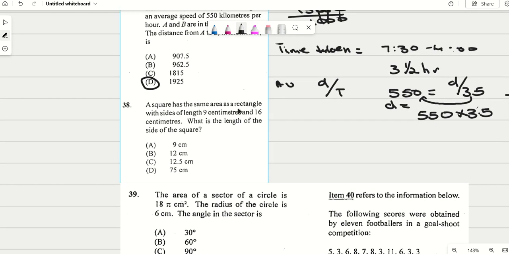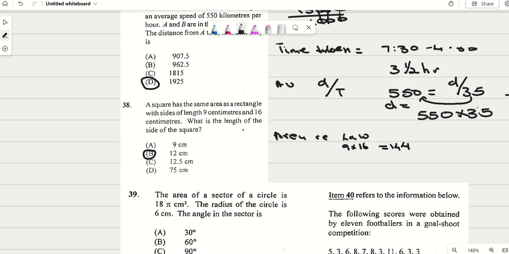Right, number 38. A square has the same area as a rectangle with sides 9 and 16 centimeters. What is the length of the square? First off, let's find the area. The area of a rectangle is length times width, which is 9 times 16. 9 sixes are 54. 1 nine is 9, 10, 11, 12, 13, 14. So that's 144. The answer is 12. I could tell you that, right? But let me just do it.